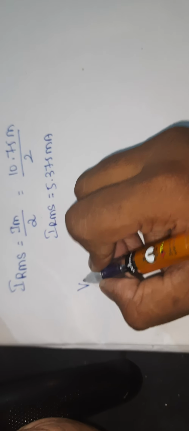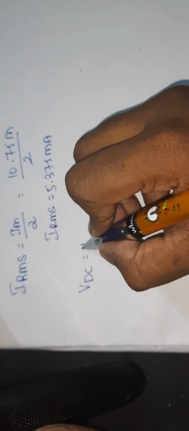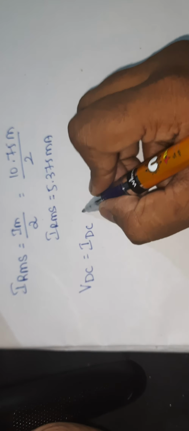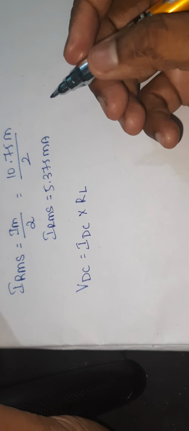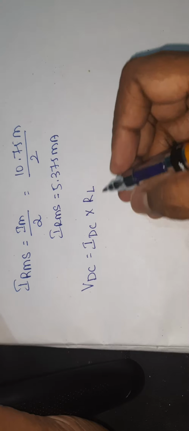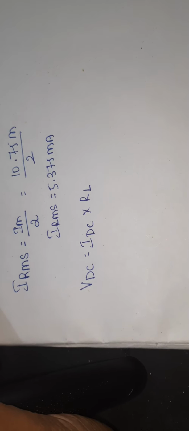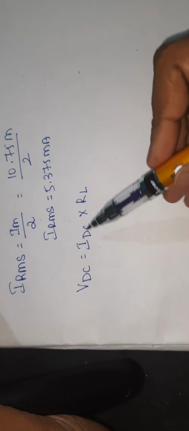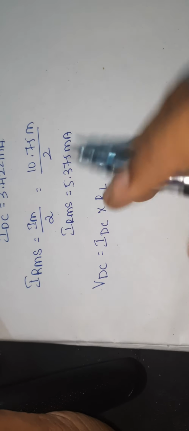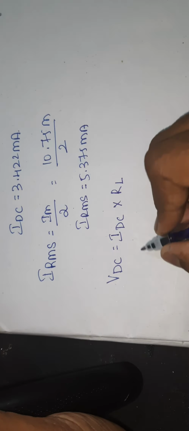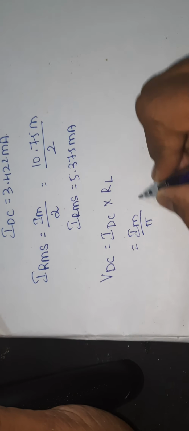Okay, next I want the VDC formula. I know so many formulas, right? I know IDC into RL. Then I know I square RL. If I substitute the IDC value, I will get Im by pi into RL. Now I have to select which formula suits me. How to find out which value I have? First you check whether you have the IDC value. Yes, I have IDC, so I can use this formula. If I'm not having IDC, I'm having Im instead of IDC, then you use this formula: VDC is equal to Im by pi into RL.